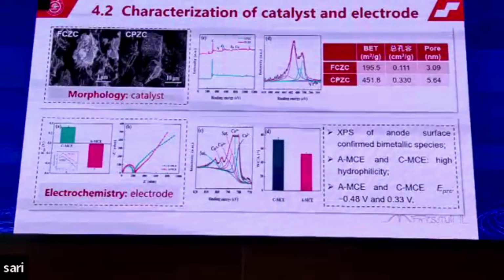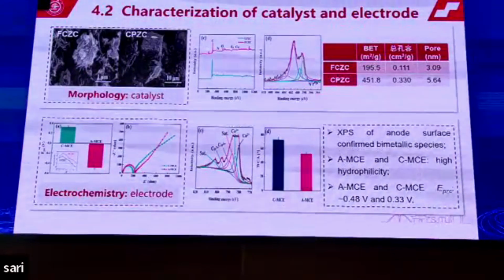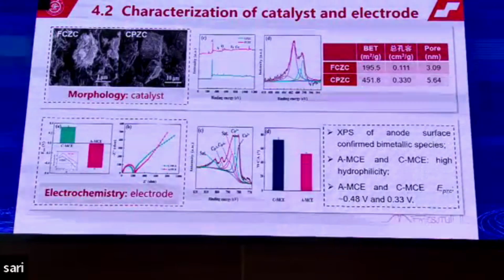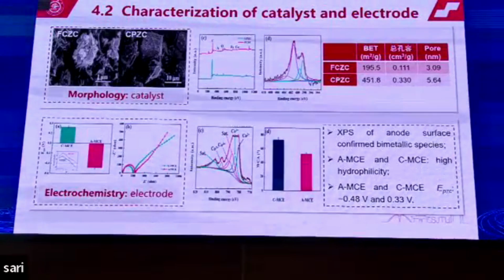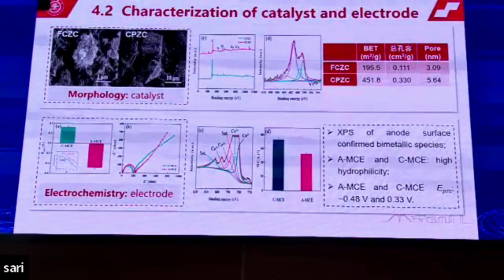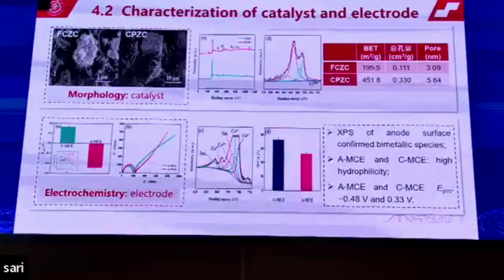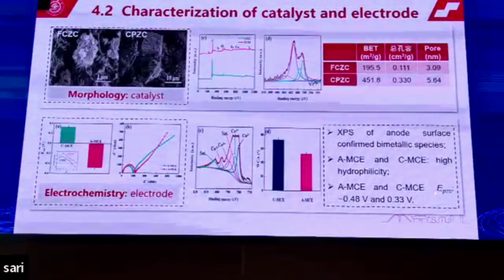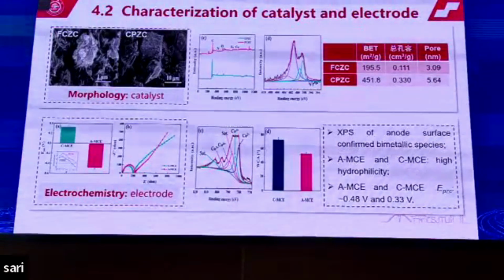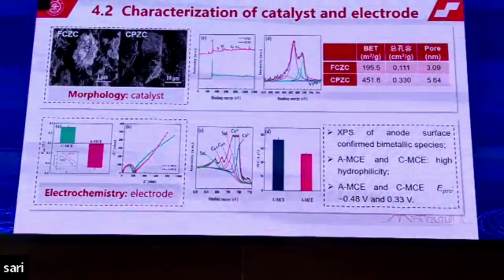So this is a characterization of the collected anode and the electrode. We can see from the morphology and the XPS, we confirm the preparation of these materials. And then for the electrochemistry, we found that the property of the electrode was really changed. Especially it showed a little higher point of zero charge, which means it was more stable in this electro-driven process.